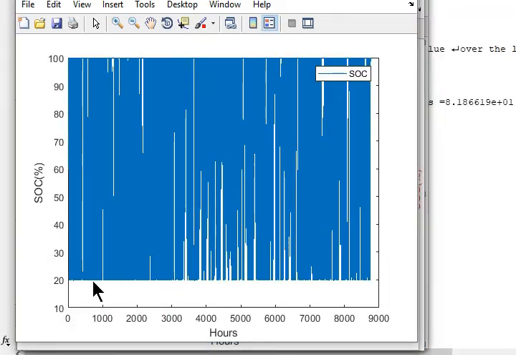You can see that the minimum SOC is 20%, as our depth of discharge is 80%. And the maximum SOC is 100%.